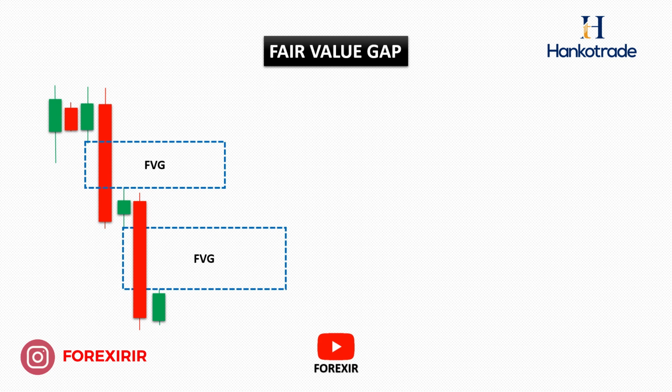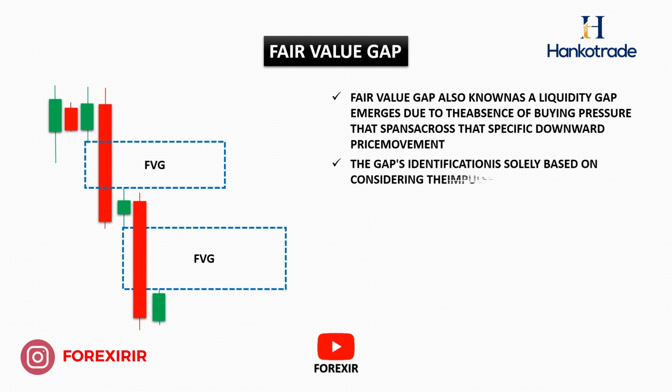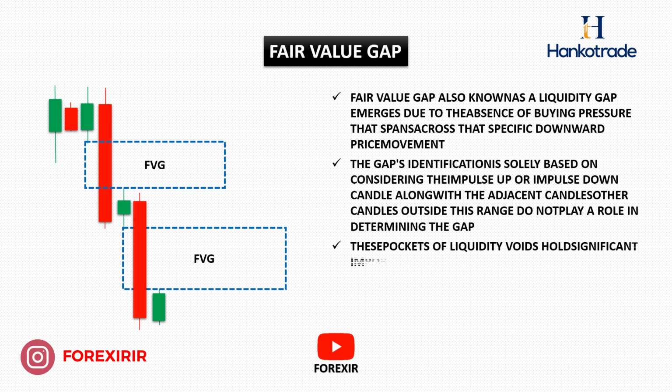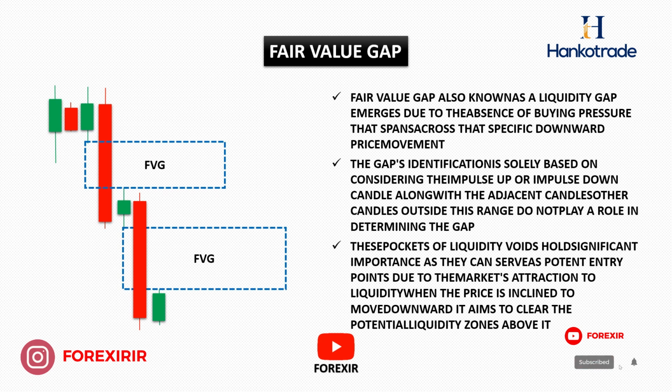The identification of fair value gaps relies on a specialized method of gap detection, solely based on observing the candle's upward or downward movement in relation to adjacent candles. Candles outside of this range do not contribute to determining the gap. Preserving these empty pockets of liquidity is of significant importance because they can function as robust entry points in terms of market attractiveness for liquidity. When the price tends to move downward, its objective is to clear potential liquidity areas situated higher than itself. Consequently, these areas transform into favorable zones where the price may experience an upward movement, occurring only after the gaps are filled and then proceeding with its descent.